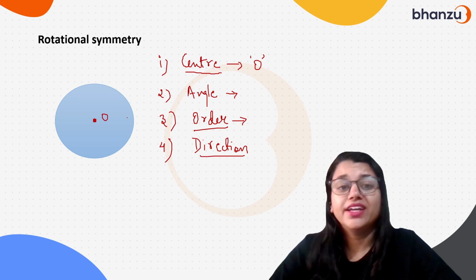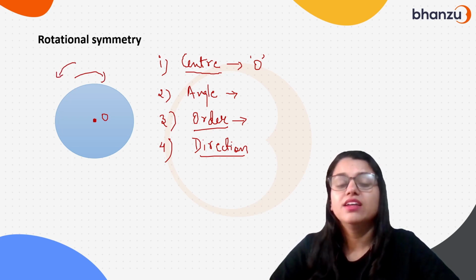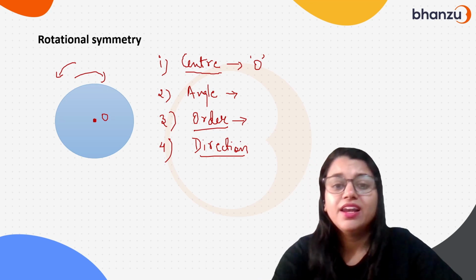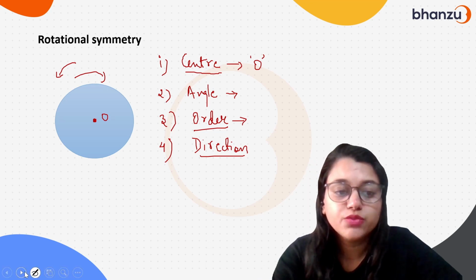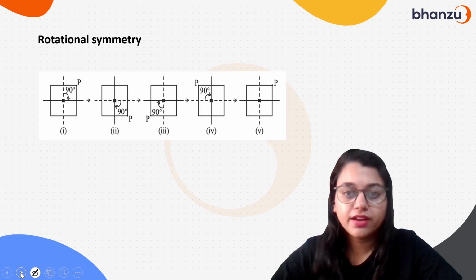And what is the direction? So you can rotate the circle in both directions, either clockwise or anti-clockwise. So here we will say that the direction will be clockwise or anti-clockwise. Let us understand these parameters with the help of an example. So you can see a square here.